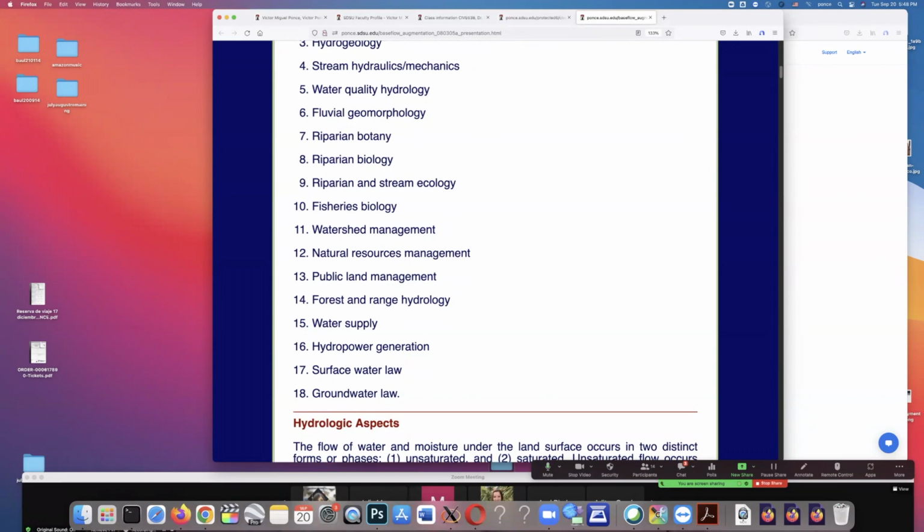Watershed management, very important. Only recently, the last 20, 30 years, has it become important. Watershed management is management of the watershed. It involves just about everything. But the watershed management professionals are typically within the field of range science, range management. I don't know why, because watershed is not range.